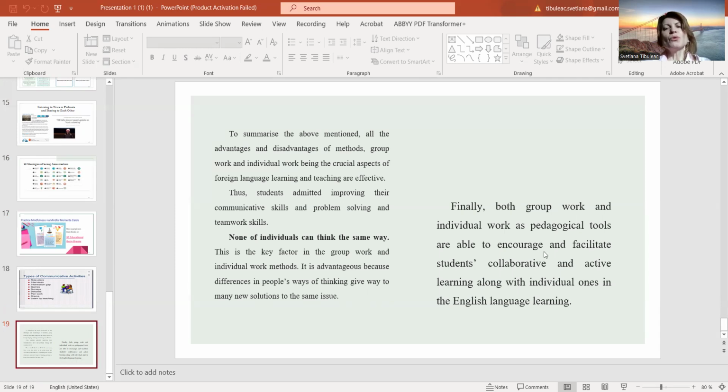Finally, both group work and individual work as pedagogical tools are able to encourage and facilitate students' collaborative and active learning, along with individual ones, in English language learning.